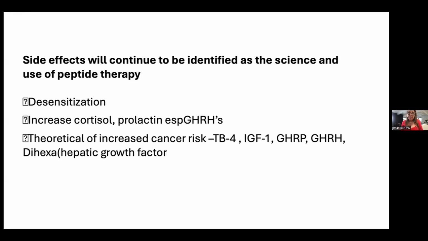So they're not as inducing cancer like your growth hormone. That's the theory. However, the risk is still there.